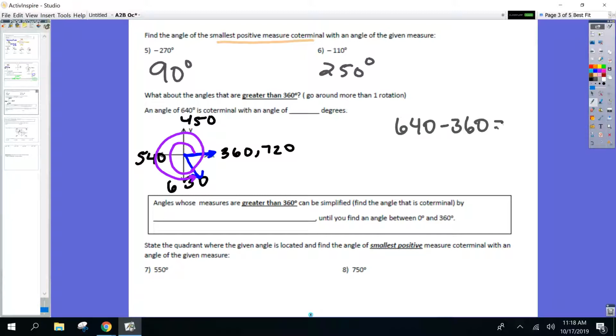That angle is also the same as if I graphed it. 280 degrees, yep. Okay. So basically, real quickly in summary again, what did you guys just do if an angle's bigger than 360 to get it smaller? How'd you go from 640 to 280? You subtract 360.